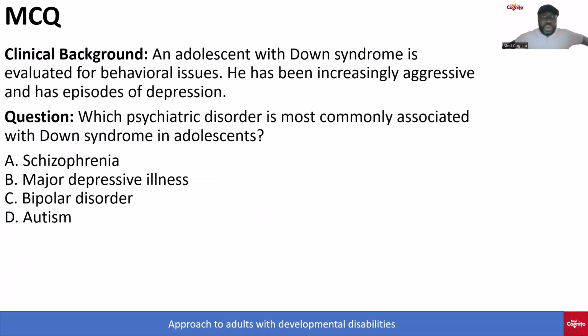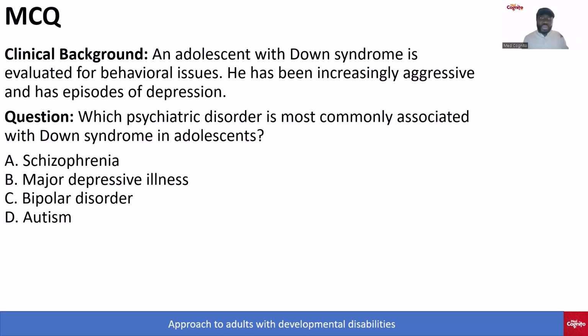Next question. An adolescent with Down syndrome is evaluated for behavioral issues. He has been increasingly aggressive and has episodes of depression. Which psychiatric disorder is most commonly associated with Down syndrome? So what we are doing is that we are picking systems, and we are looking at common presentations in these systems. We did cardiovascular, we looked at respiratory. Now let's look at psychiatry.